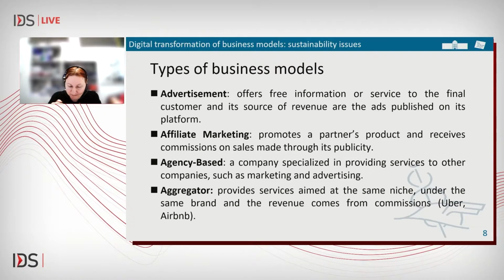She gets commission for marketing, for advertising. Then we get the aggregators model. The company provides services aimed at the same niche under the same brand, and the revenue comes from commissions. Examples of that are Uber and Airbnb.